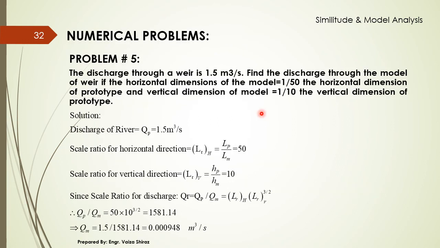Now in this case, the discharge to the weir is given as 1.5 cubic meters per second. The scale ratio for the horizontal direction is 50 and the scale ratio for the vertical dimension is 10. You have to find out the discharge through the model of the weir, Qm. So simply you will apply the formula for the scale ratio for the discharge, Qr, and that will give you Qm.